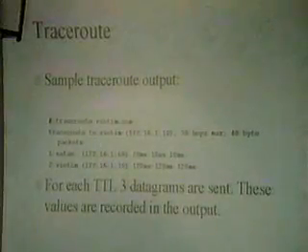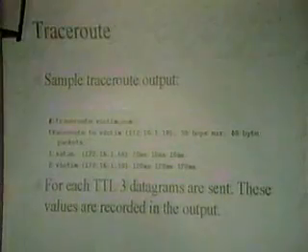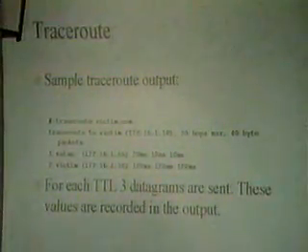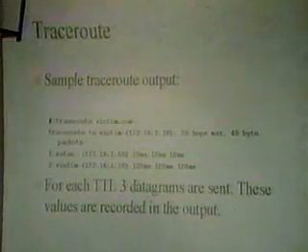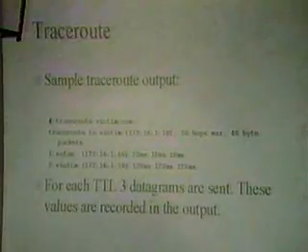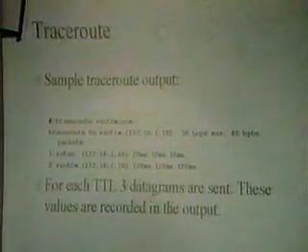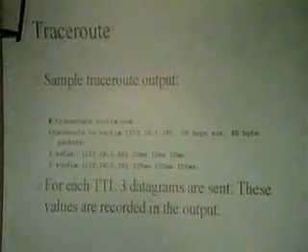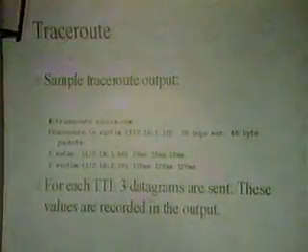As you can see, the first hop is Satan, and it's actually sending 3 packets every time, so we have our average for every packet: 20 milliseconds, 10 milliseconds, and 10 milliseconds. The next hop, which is our actual destination host, is victim. So we can see we have 120 milliseconds for all 3 of those. So for each TTL, 3 datagrams are actually being sent. These values are then recorded in your output.